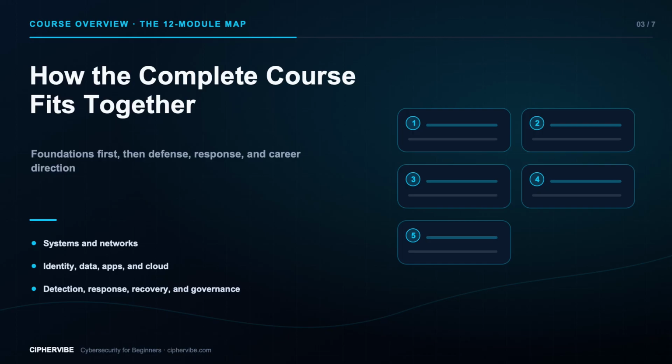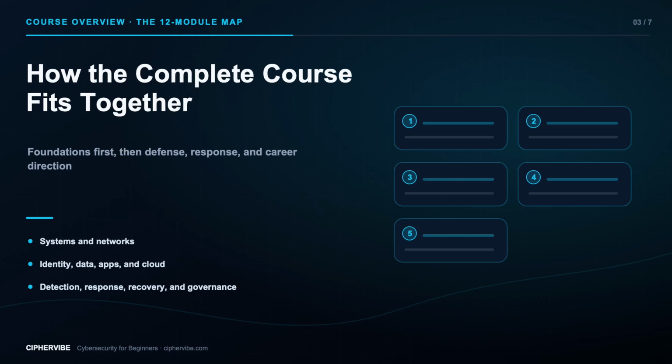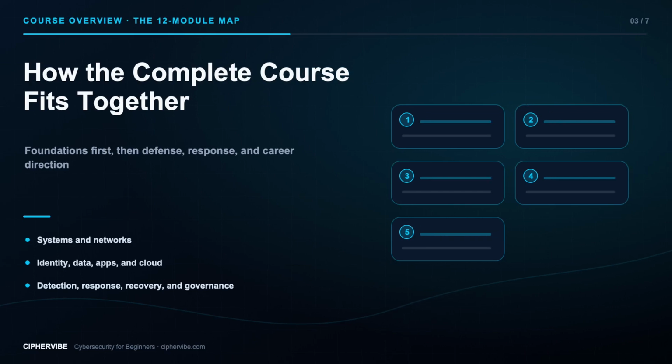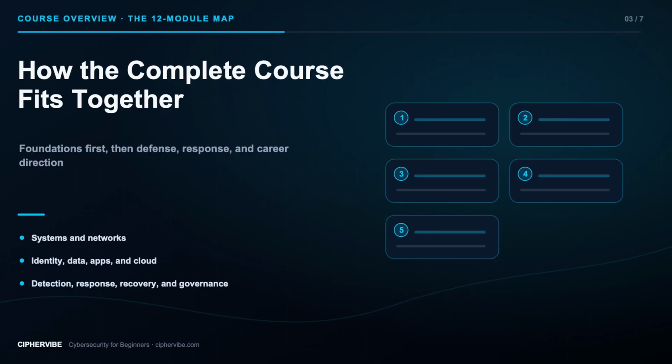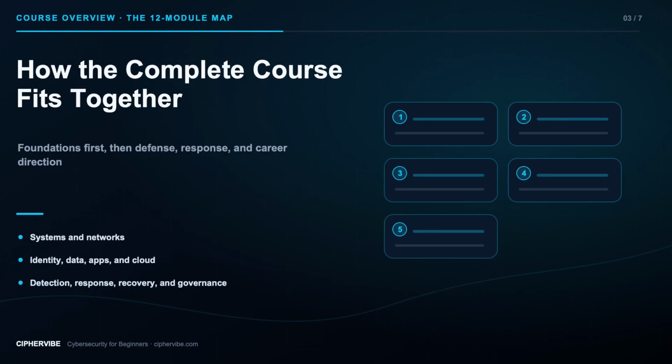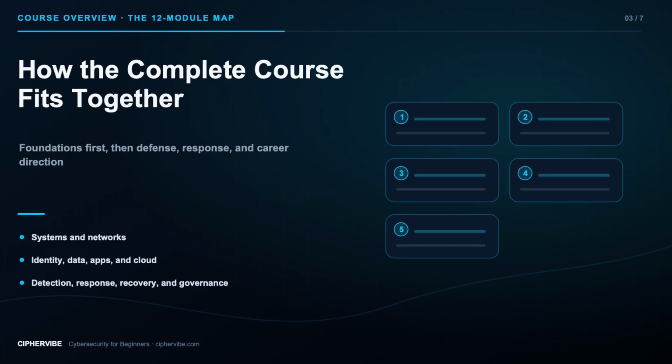Modules 9 through 11 form the defensive operating loop. Logging and detection reveal suspicious behavior. Incident response coordinates decisions that limit harm. Resilience and recovery restore trustworthy service when prevention is not enough. Module 12 connects the technical work to governance, career paths, and a final capstone.